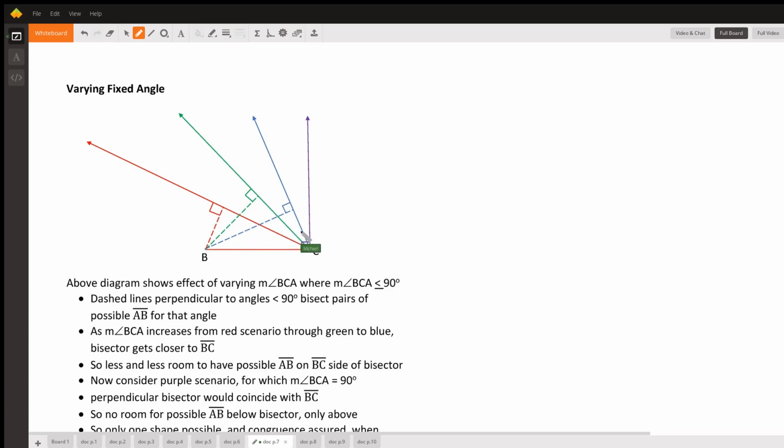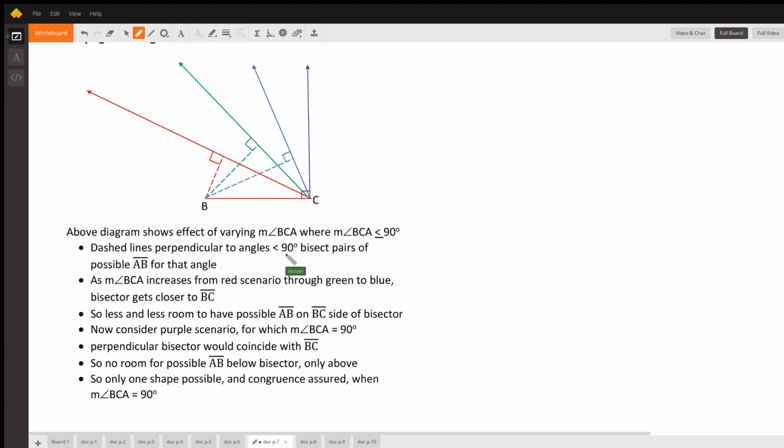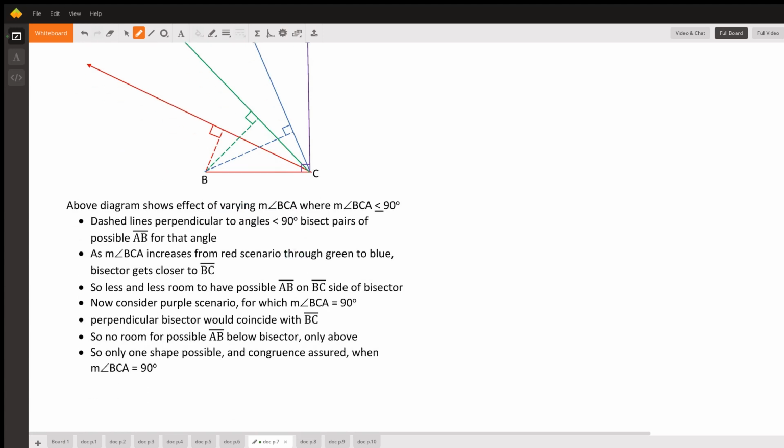But see what's happening here? We're getting more and more crowded with less and less room for something to be feasible to this side of this dashed line. And when we get to a right angle here, then the bisector is right here. And so nothing is possible to this side of the bisector, only this side. So when we get to 90 degrees, we can conclude that we're only going to have one possible triangle.